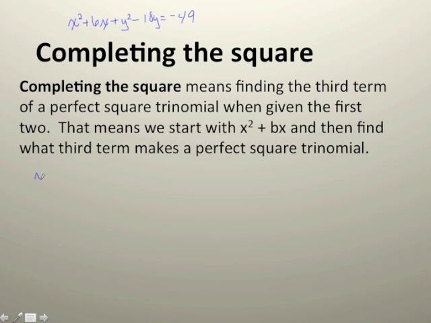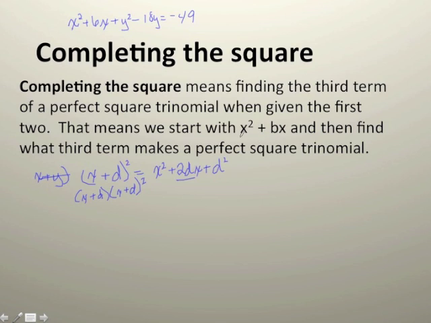Now, I'll remind you that if we had x plus d, the quantity squared, we would be taking x plus d times x plus d. So the first terms would give me x squared. The outside terms would give me a dx. The inside terms would give me a dx. So I would have 2dx plus d squared, the last terms. So it's this 2dx that helps us.